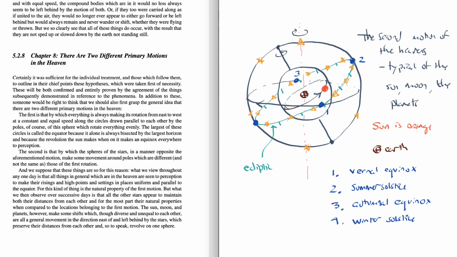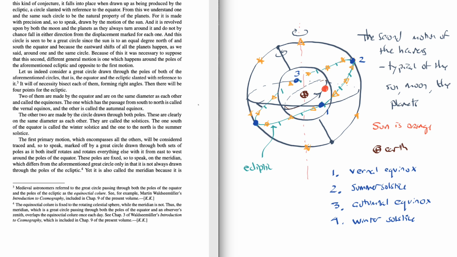Okay, so I'm going to stop here, and in the next lecture I want to jump back into chapter 5 and discuss some of the arguments that Ptolemy provides for why he thinks that the Earth is exactly at the center of the celestial sphere.